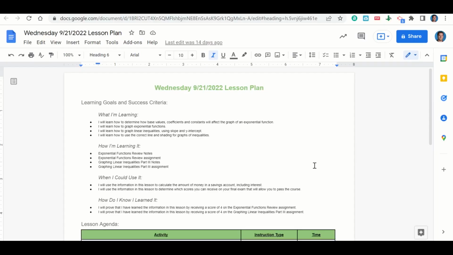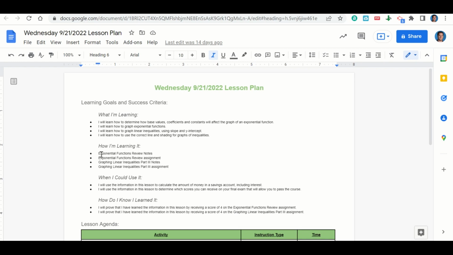Welcome everyone. Let's begin our lesson for today by going over our learning goals and success criteria. First, what are we learning? We're learning how to determine how base values, coefficients, and constants will affect the graph of an exponential function, how to graph exponential functions, how to graph linear inequalities using slope and y-intercept, and how to use the correct line and shading for graphs of inequalities.